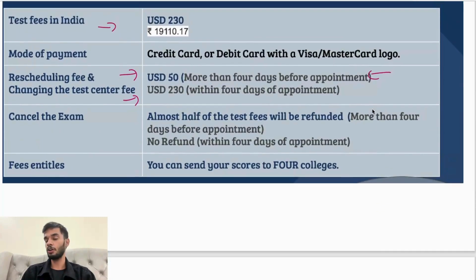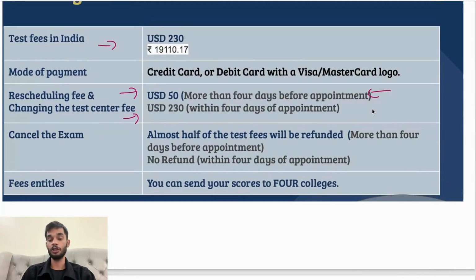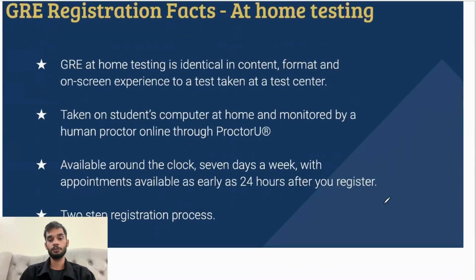Cancel the exam: almost half of the test fees will be refunded. If you want to cancel the exam, approximately $115 or $118 will be refunded. But that is also the case only if you cancel it more than 4 days before the appointment. If within 4 days, no refund will be given to you. You can send your scores to 4 colleges free of cost as well.